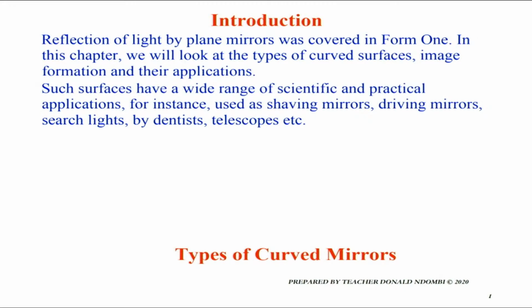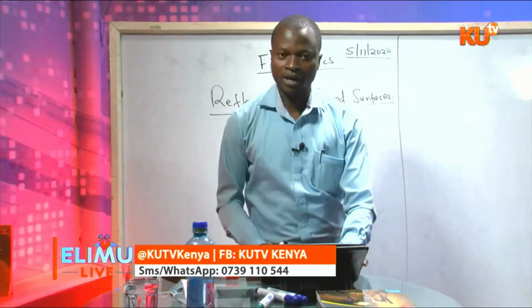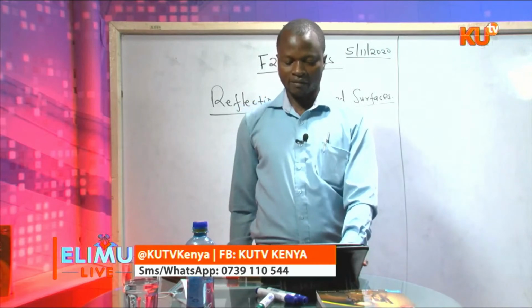There are those that are also used by barbers. We call them shaving mirrors. These ones just ensure that they see every part of your head as compared to a plane mirror. So those mirrors together, we are calling them what? Curved mirrors. Why are we calling them curved mirrors? Where did they come from?